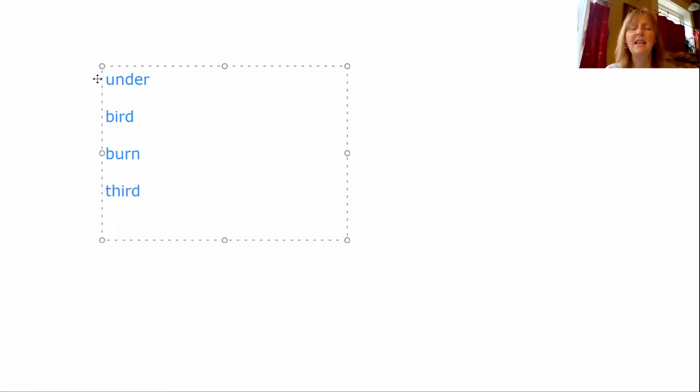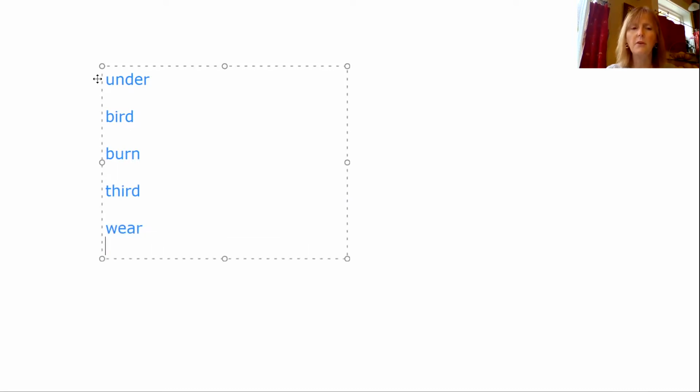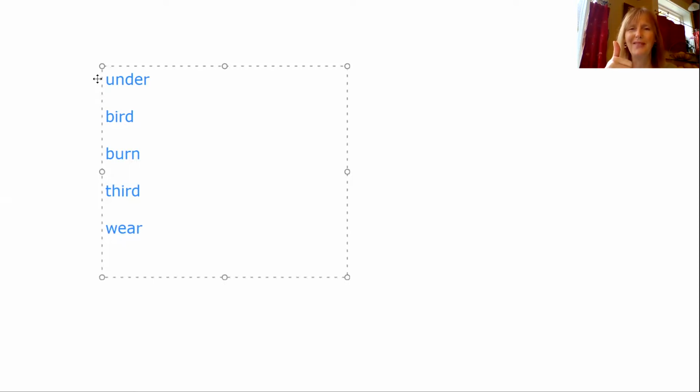Good job. The next word is wear. She wants to wear this shirt, but it has a tear. So this is one of those harder ones. E-A-R. Kind of a word that we just have to remember. We have to memorize that one, right? W-E-A-R. Thumbs up if you got that one right.